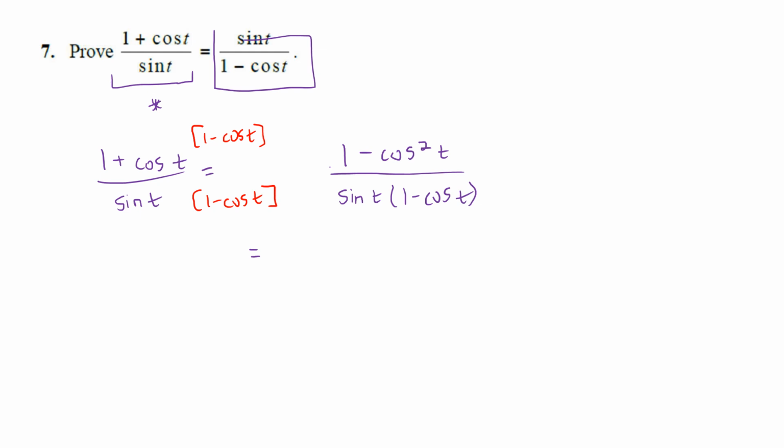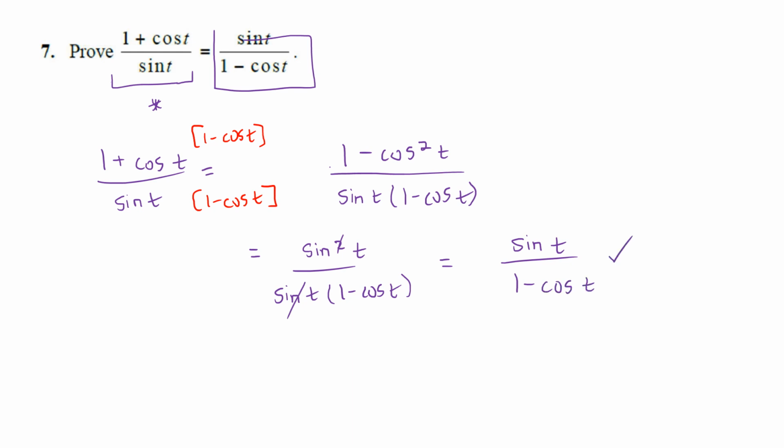Next, the numerator 1 minus cosine squared t is a Pythagorean identity. So that's equivalent to sine squared t. The denominator I'm going to keep as 2 factors. Now, because I have 2 sines in the numerator, I can cancel out the sine in the denominator, leaving me with sine t over 1 minus cosine t, which is the trig identity we're trying to prove, is equivalent to 1 plus cosine t over sine t.